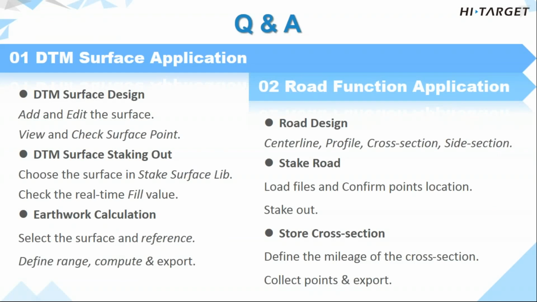So that's all about the DTM and road survey functions in Hathaway Road 1.4.1. In conclusion, it supports DTM surface design, staking out, and earthwork calculation. For the road functions, it supports road design, staking out, and store cross-section. And the users can use different methods for their applications. So, any questions about the above?